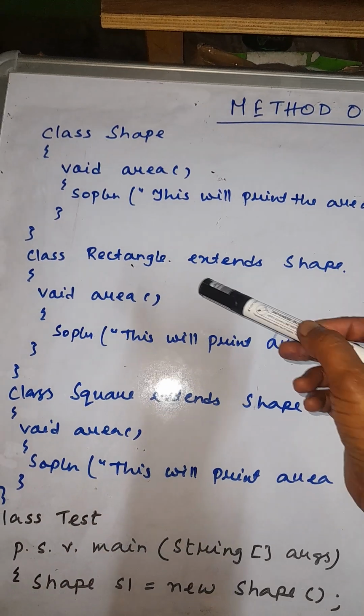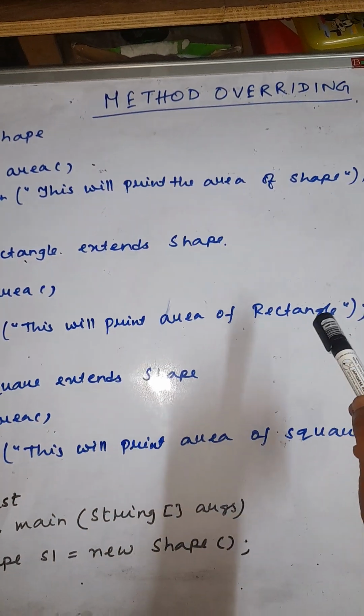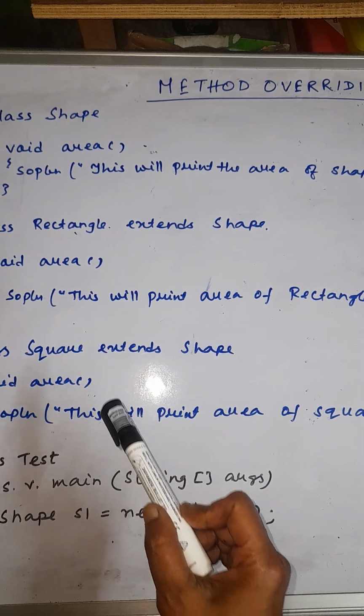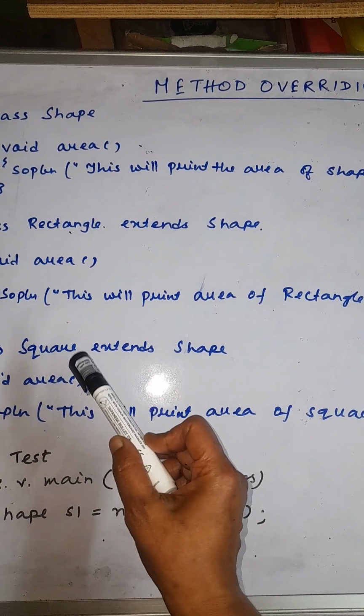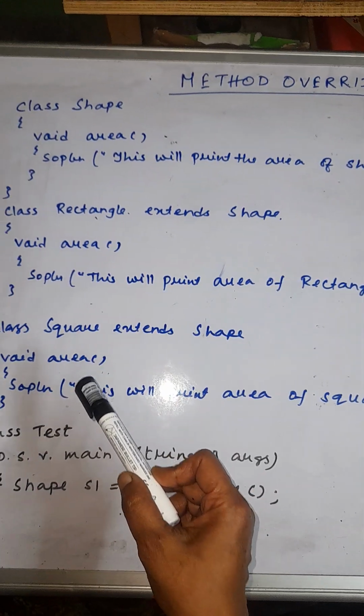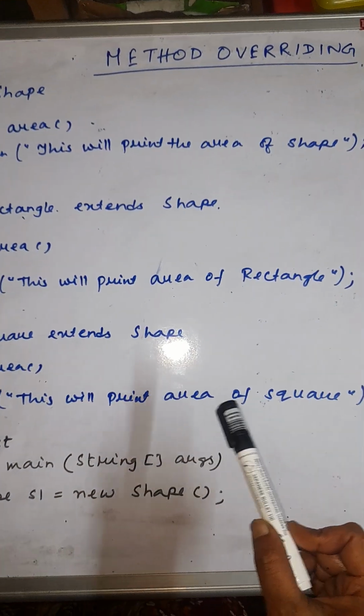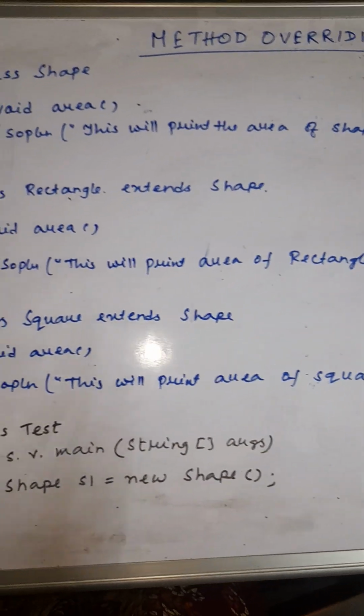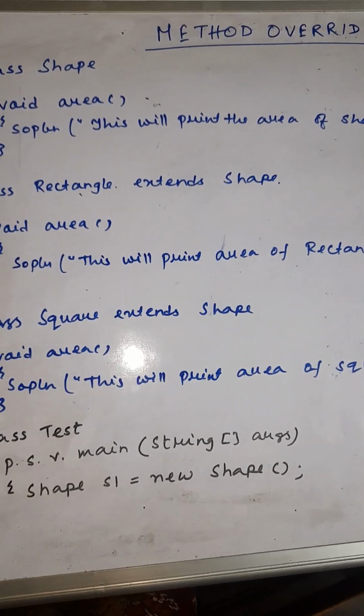Clear? So this is the area method, which will print the area of the rectangle, and this is one more area method within the Square class, which is also a child class of Shape, and this area method will print the area of a square. Now how do you use this?